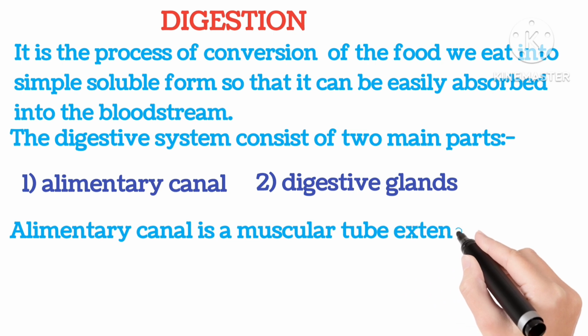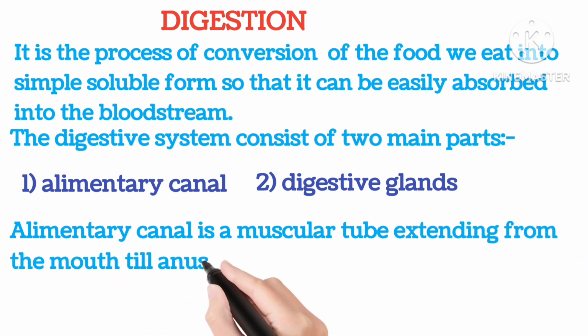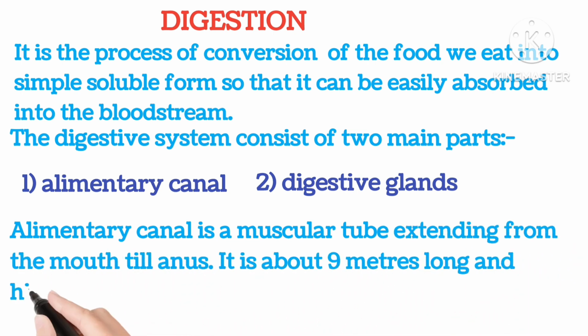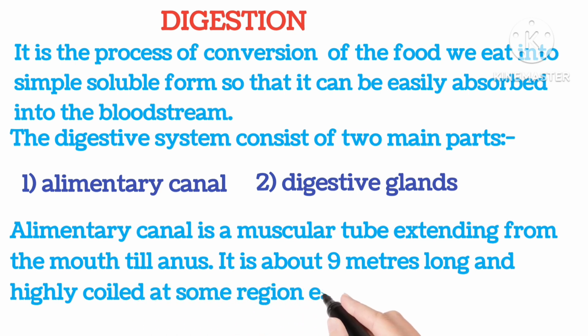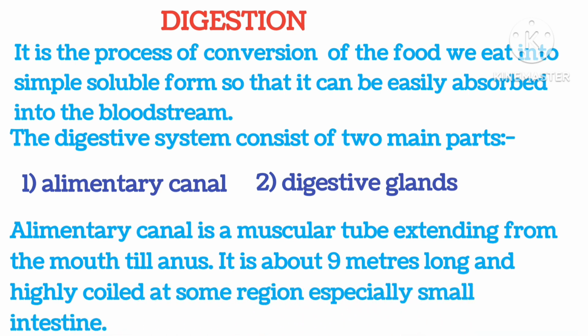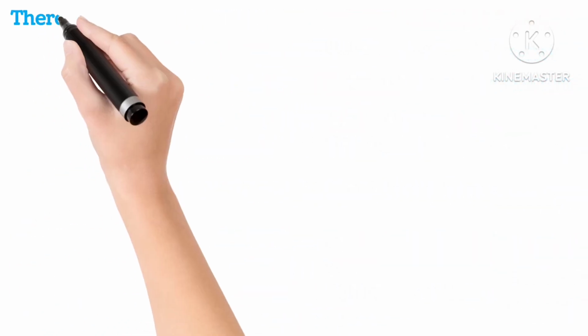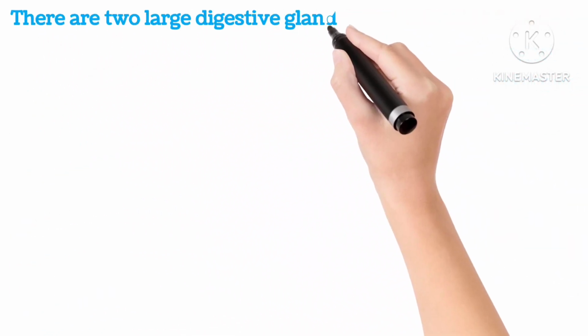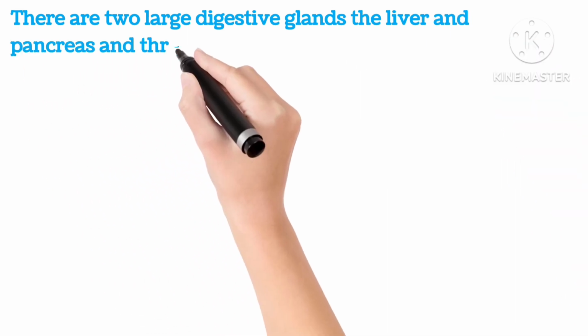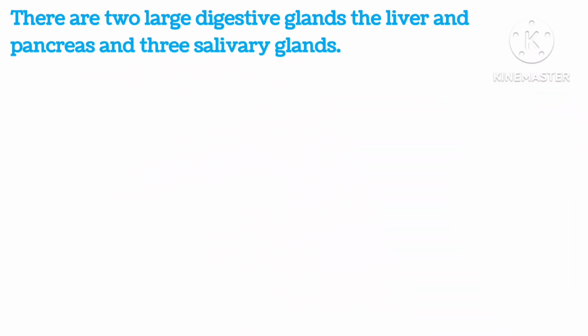Alimentary canal is the muscular tube extending from the mouth till anus. It is about 9 meters long and highly coiled at some region, especially small intestine. There are two large digestive glands, the liver and the pancreas, and 3 salivary glands.